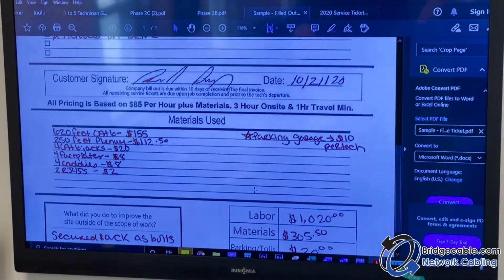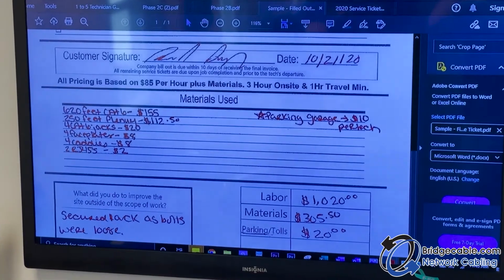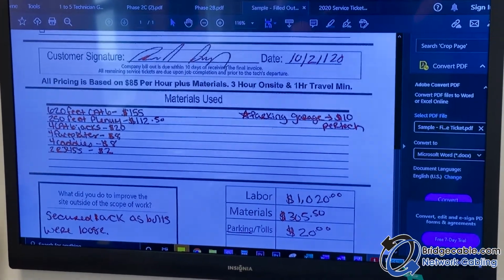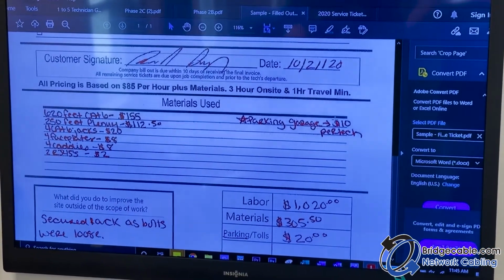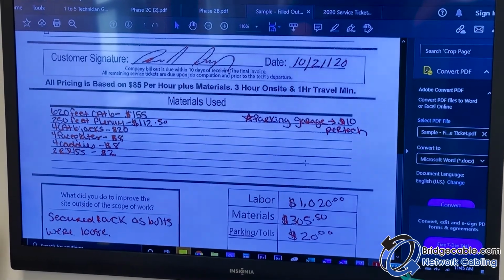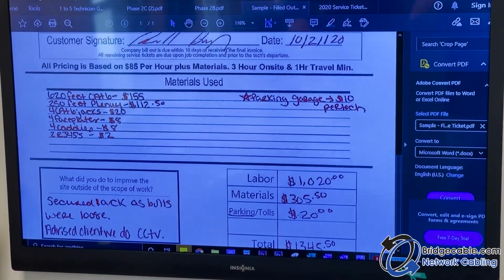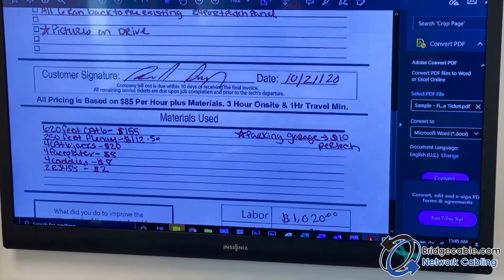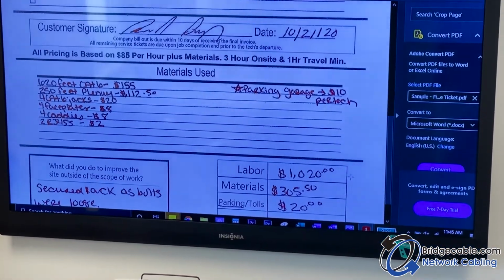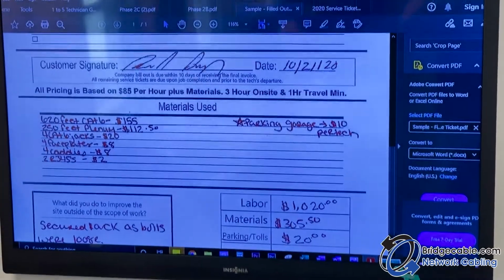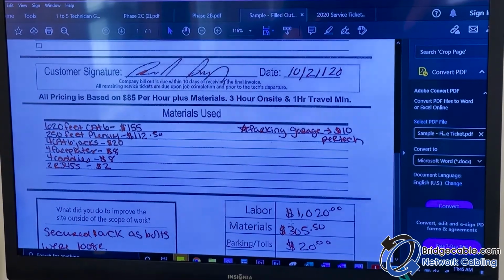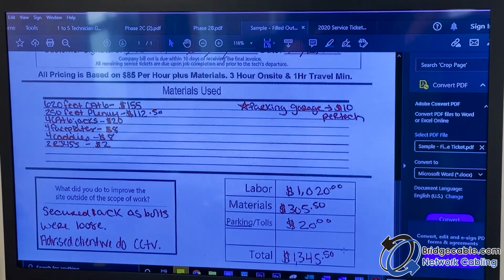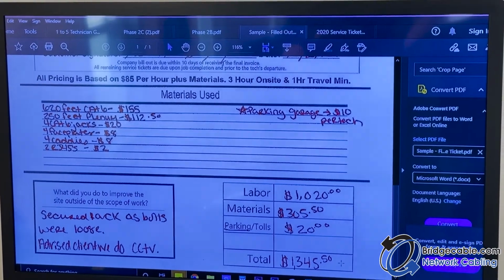Once again, we do charge for parking and tolls. Here, they did not need to pay any tolls, they needed to pay parking. Parking garage, $10 per technician, so obviously it'd be $20 down here. So labor up at the top, the 12 hours times 85 gets you this. All of the materials over here gets you this. And this would be the total that the customer would be billed out.